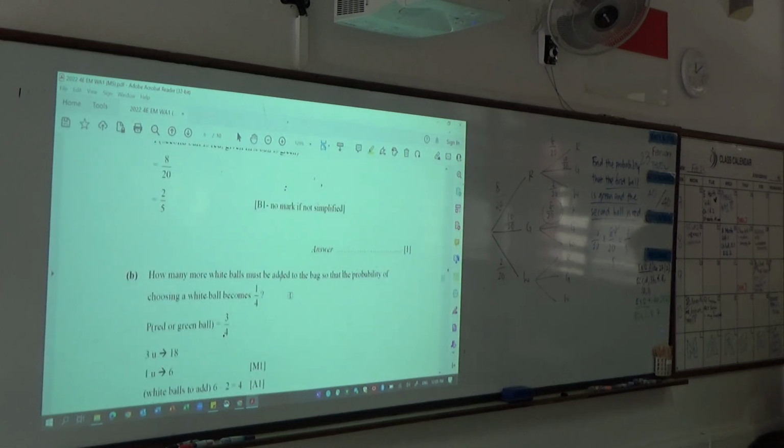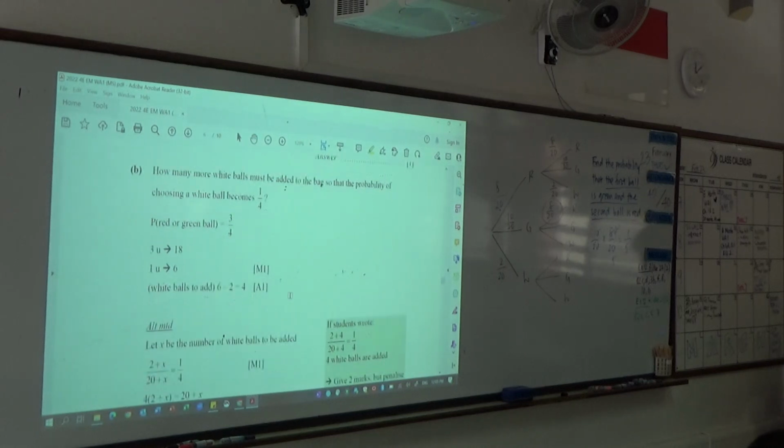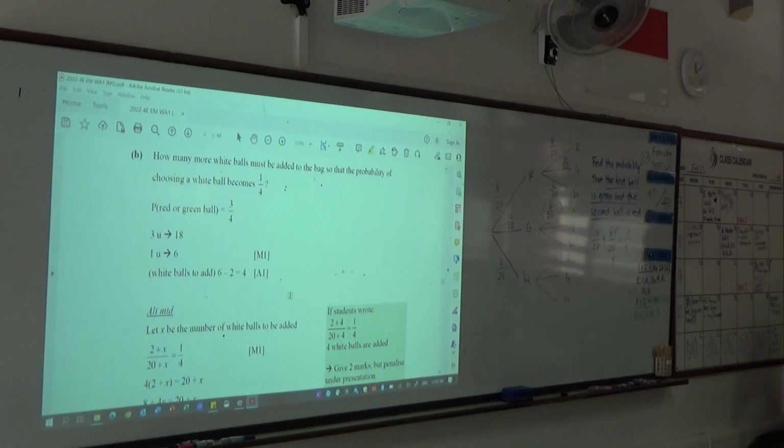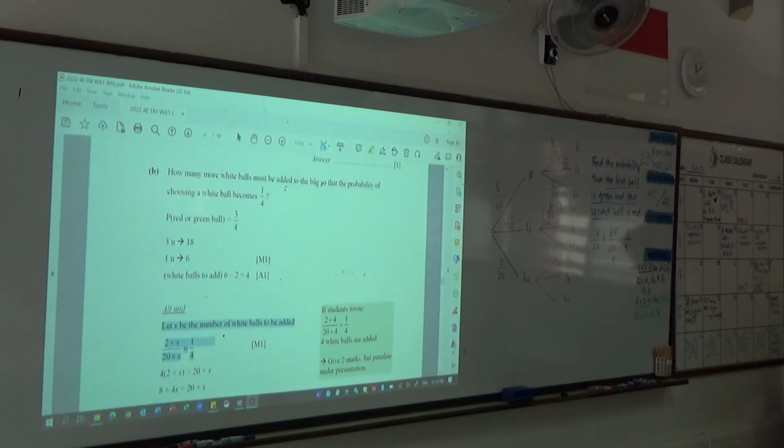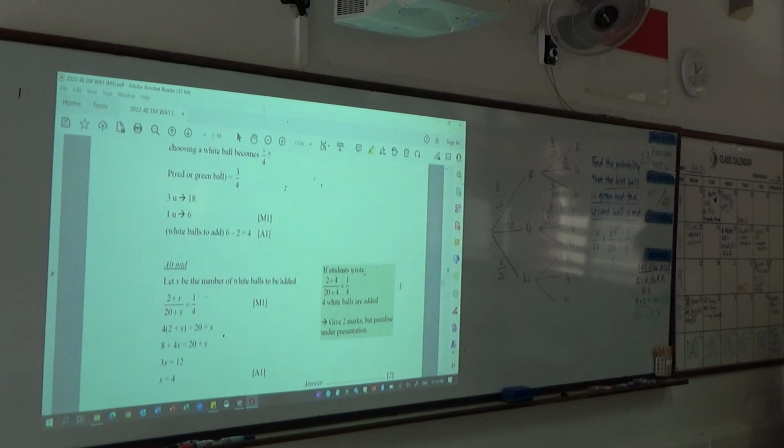Moving on. Part B. How many more white balls must be added to the bag so that the probability of choosing a white ball becomes 1/4? You can do it by proportion, using your ideas of unit. Otherwise, you can do it algebraically.